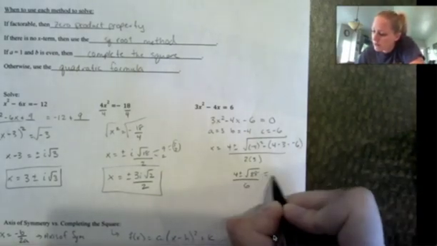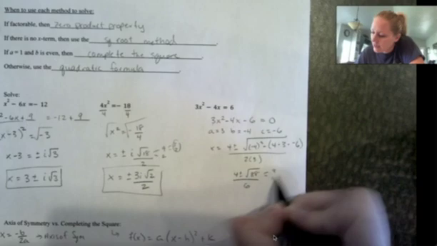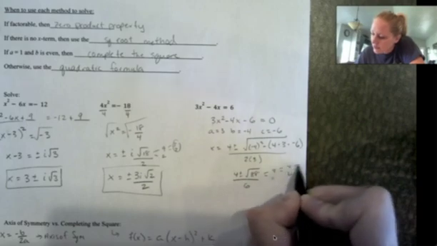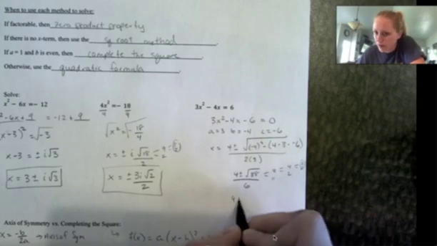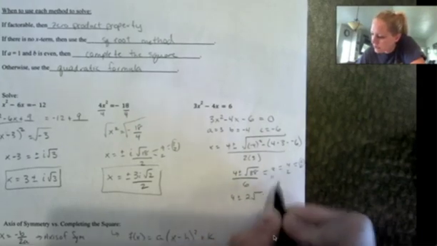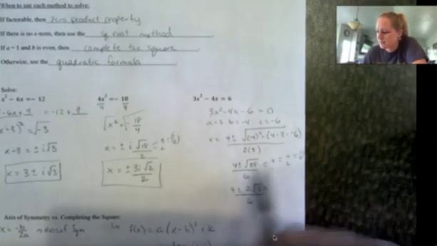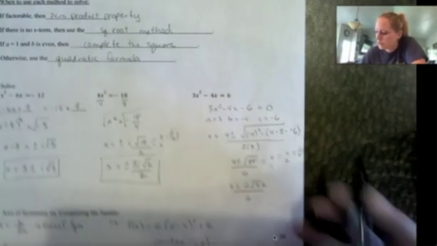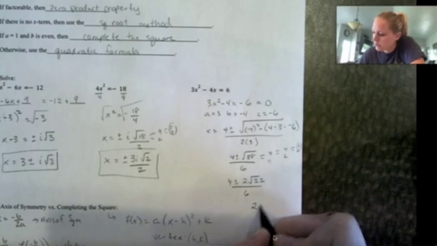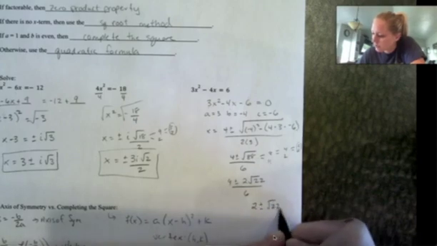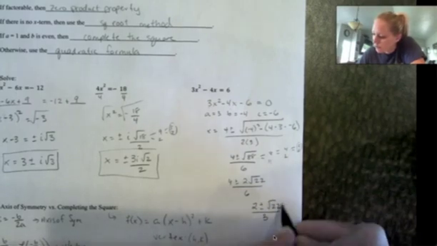So the square root of 88 we can break into 8 times 11. 8 we can break into 4 and 2. So we can pull out a pair of 2's. So we got 4 plus or minus 2 root 11 times 2 is 22 over 6. All 3 of those I can divide by 2, so I get 2 plus or minus the square root of 22 over 3.